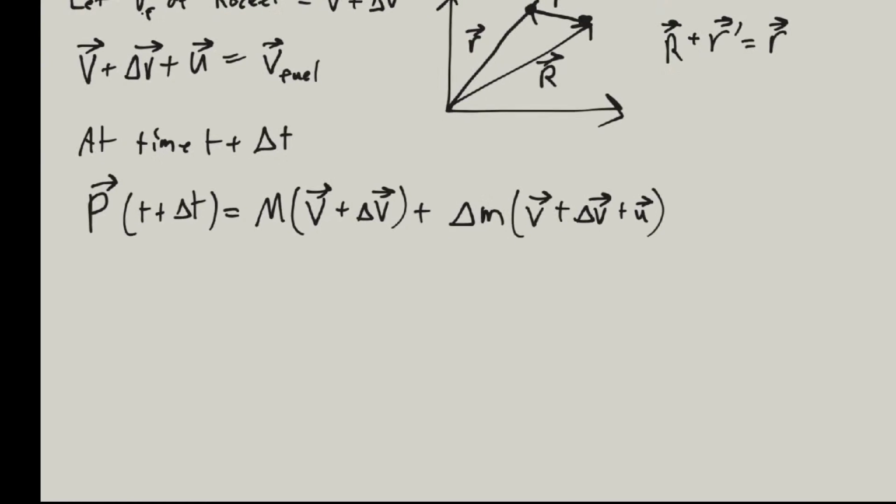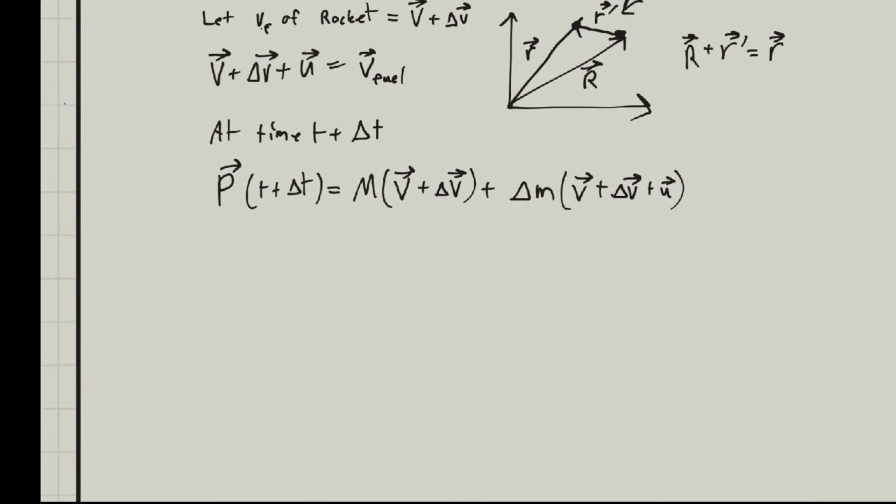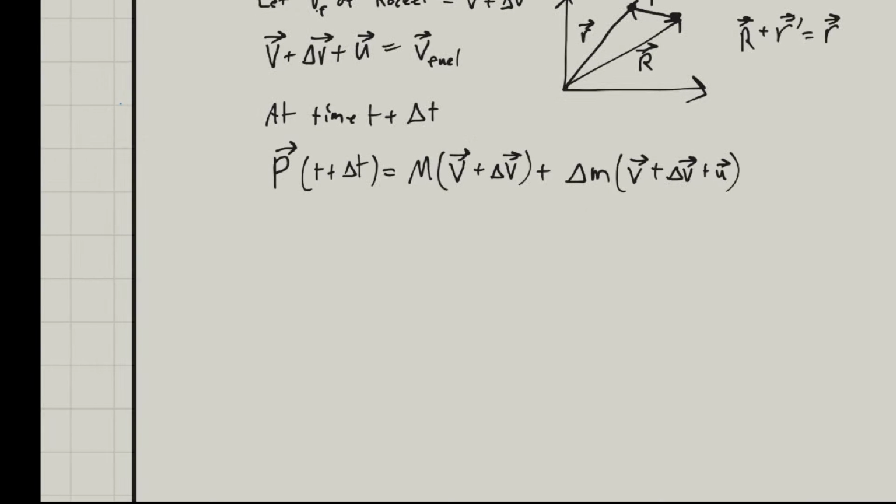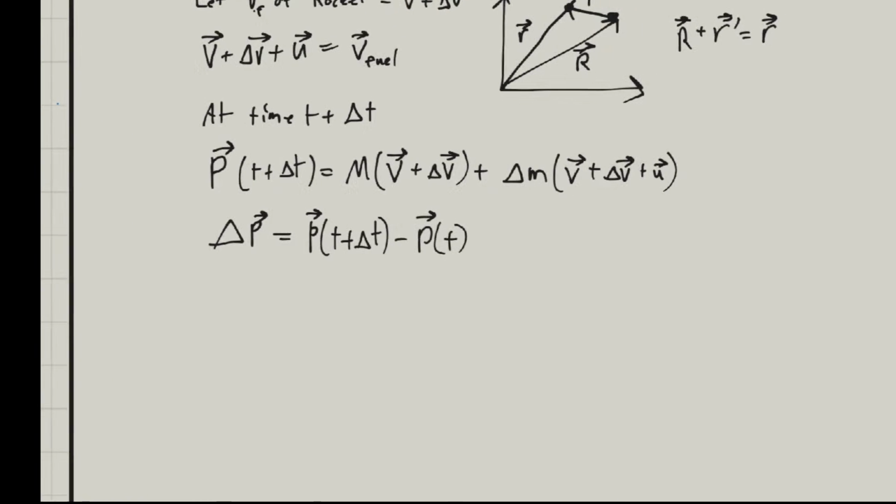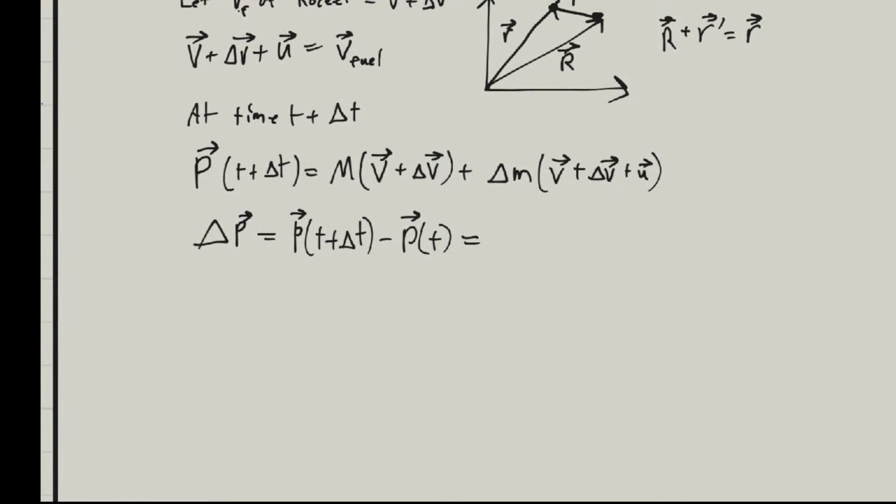All right, so now we have the two momentums, and we could get the net momentum. We could get delta p. And this will all make sense why we're doing this in a second. Delta p equals p of t plus delta t, and this should be a vector, minus p of t. Okay, well, let's just set that up. This equals m times v plus delta v.